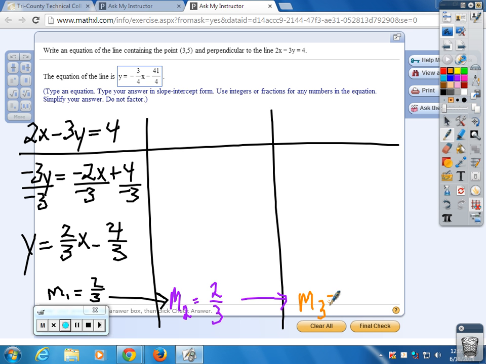3 halves, what? Negative 3 halves. And I'm making a big deal out of it because that'll make the problem wrong, totally wrong. Even though you know what you're doing, it still makes it wrong because of the sign. So what's our point? 3 and 5? That's parallel. And this is perpendicular.